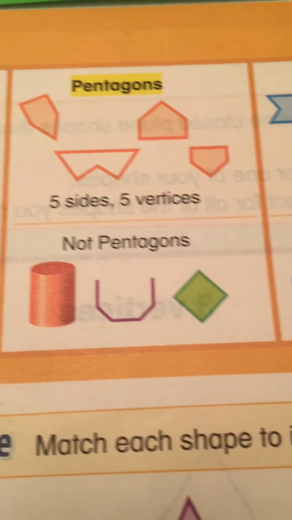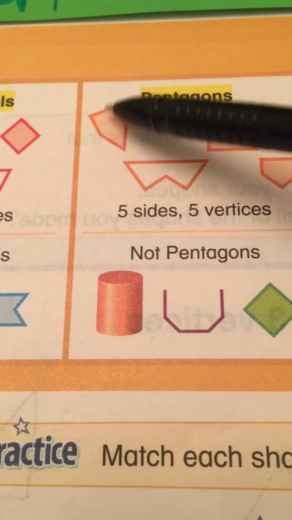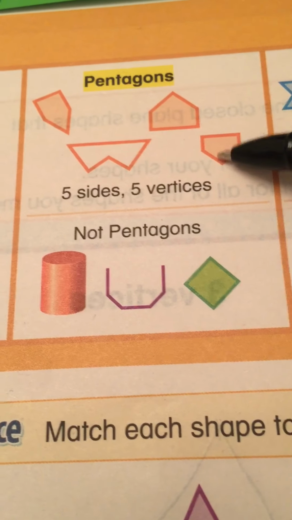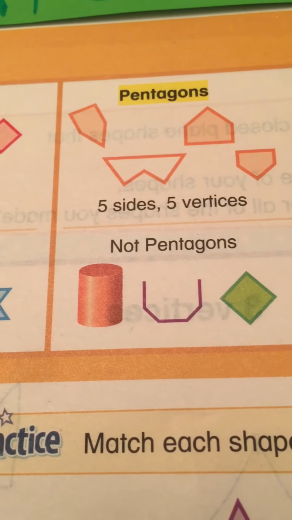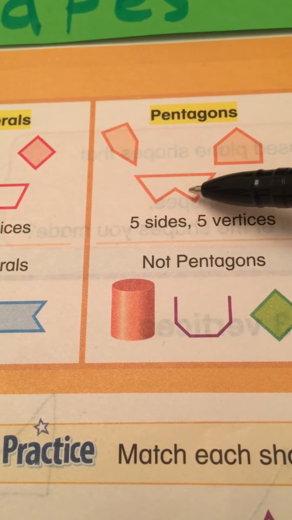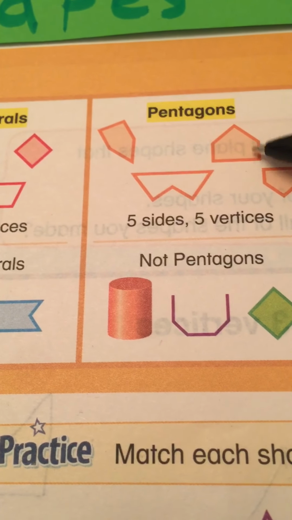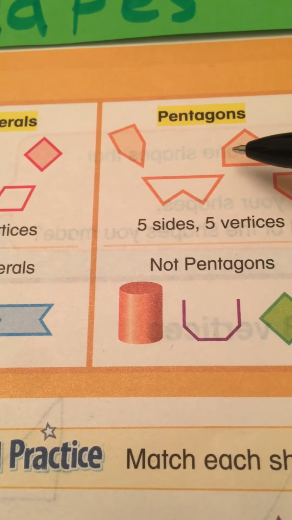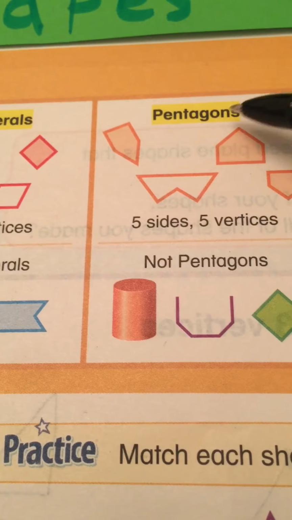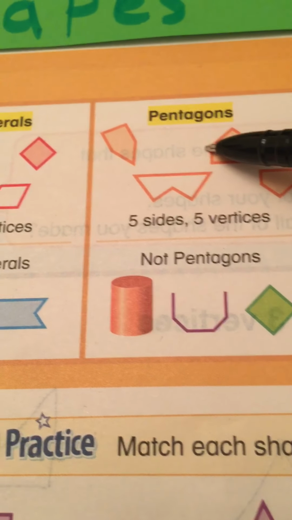So let's go see these pentagons. Here we have 5 sides. Here 5 sides. 5 sides. Even though they have different sizes, they all have 5 sides. So 1, 2, 3, 4, 5. Different sizes, but still 5 sides and 5 vertices. Then we call it a pentagon. So pentagons have 5 sides and 5 vertices.